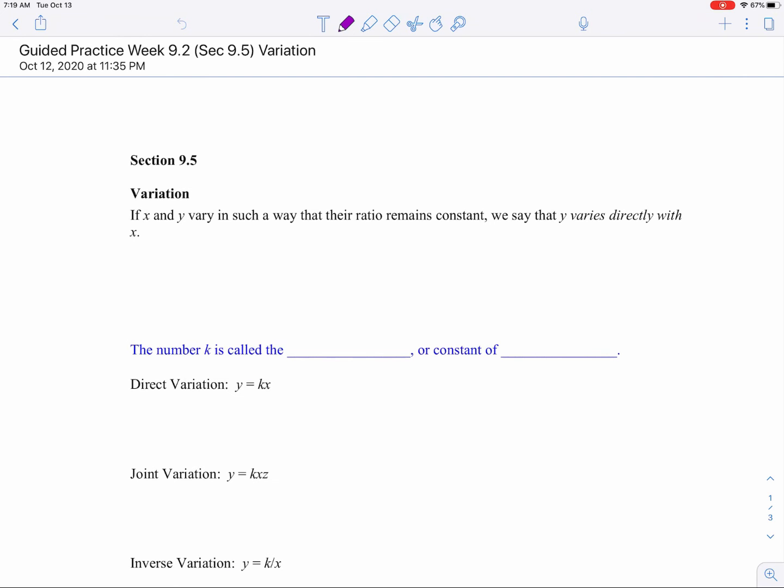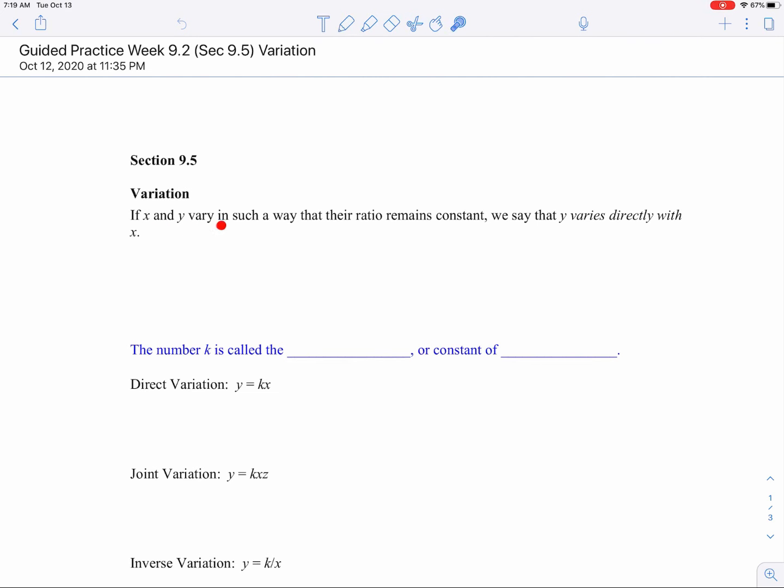Hey everybody, welcome to week 9.2. We're going to talk about variation today. This section's mostly about three ideas: direct variation, joint variation, and inverse variation. So let's dive into those concepts.